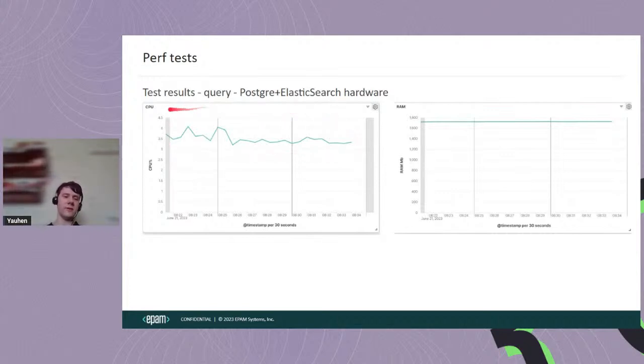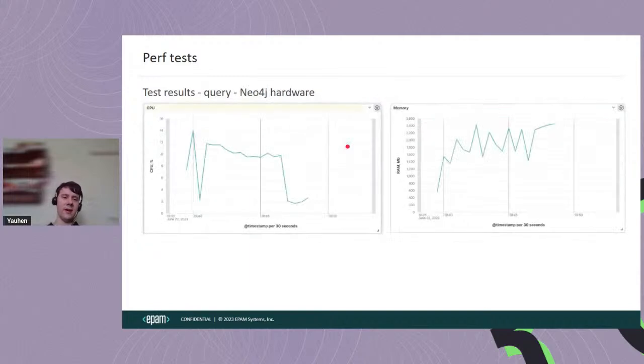Okay, and as for the hardware, here we have a pretty humble picture for Postgre and Elasticsearch. They consumed even less resources for the read workload, which is pretty natural. And Neo4j was also less hardware consuming, but more hungry than Postgre and Elasticsearch. But overall, again, within limits of reasonable.